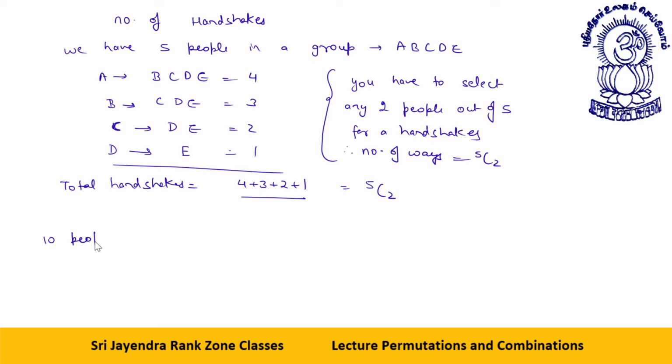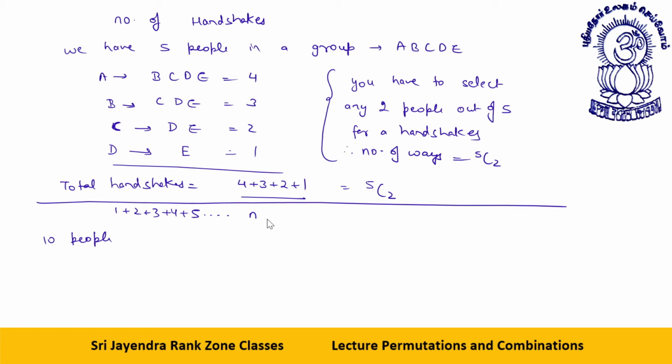Whenever it is summation 4, it is 5C2. If I write 1 plus 2 plus 3 plus 4 plus 5 up to n, it will be (n plus 1)C2. Or if I write up to n minus 1, that will be nC2. So nC2 is 1 plus 2 plus 3 plus 4 plus 5 up to n minus 1.